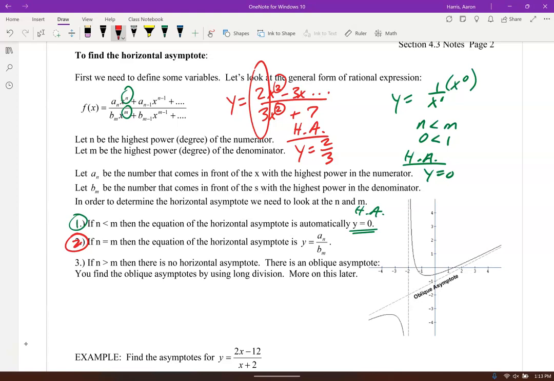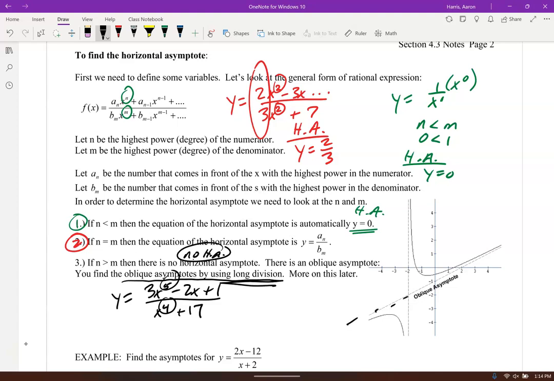And finally, the last scenario is if the degree of the top is greater than the bottom. So for example, 3x to the 5th minus 2x plus 1 or whatever, and the bottom is x to the 4th plus 17. Degree of the top, bigger than the bottom. Guess what? No horizontal asymptote. Now, if it's only 1 degree larger, in this case it is 5 to 4, there's only a difference of 1 degree, right? Then I will have what's called an oblique asymptote, and we'll talk about this later.